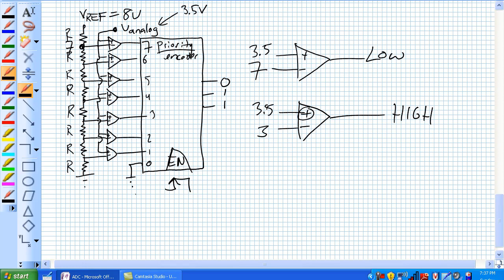Okay, so let's say, I don't know, 4.1. So at 4.1, again, everybody's non-inverting inputs are tied to that 4.1.